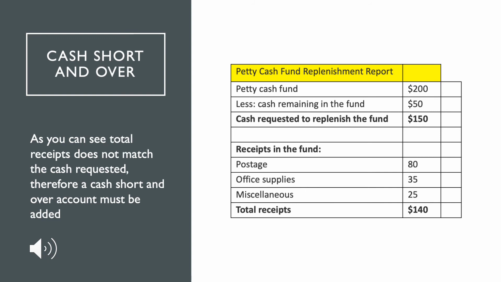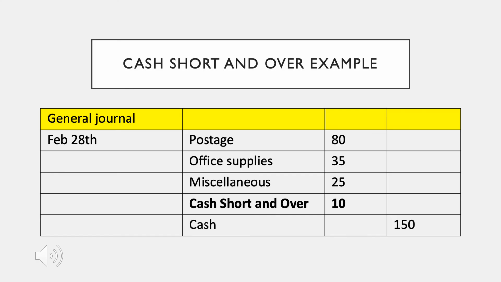Sometimes when the petty cash fund is replenished, the amount of cash needed for replenishment does not match the total receipts. Therefore, the discrepancy is charged to an account that is called the cash short and over account. In this example, the company has a discrepancy of $10 and we will need to record this in the journal entry. As you can see here, a cash short and over account is created and the discrepancy amount is added. Therefore, cash will match the starting amount.